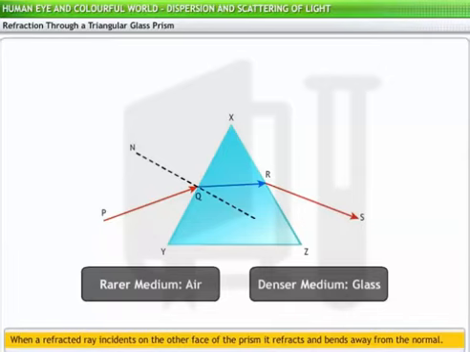Here, the light ray refracts from a denser medium, which is glass, to a rarer medium, which is air. Hence, the light ray bends away from the normal. Thus, a light ray refracts twice as it propagates through a triangular glass prism. The emergent ray always propagates towards the base of the prism.